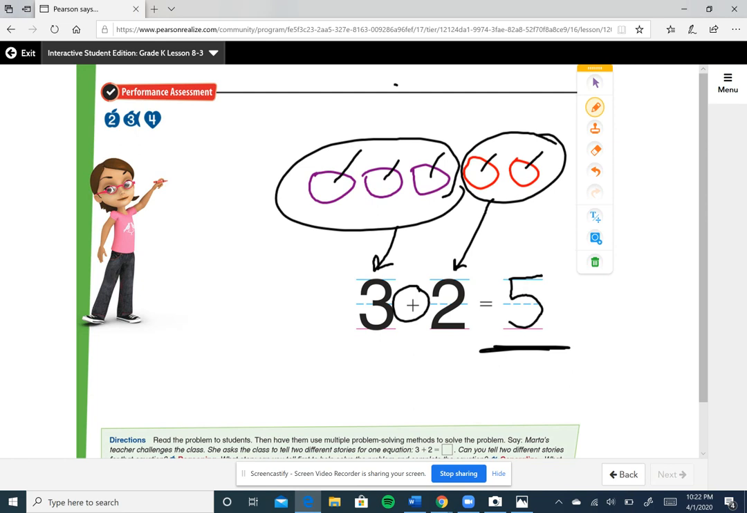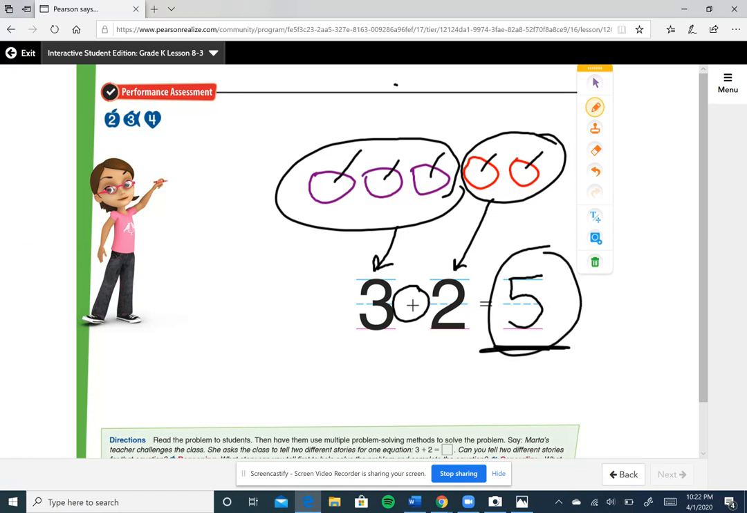So a story about this equation could be: I had 3 pieces of pizza. Then I went and got 2 more pieces of pizza. How many do I have altogether? 5.